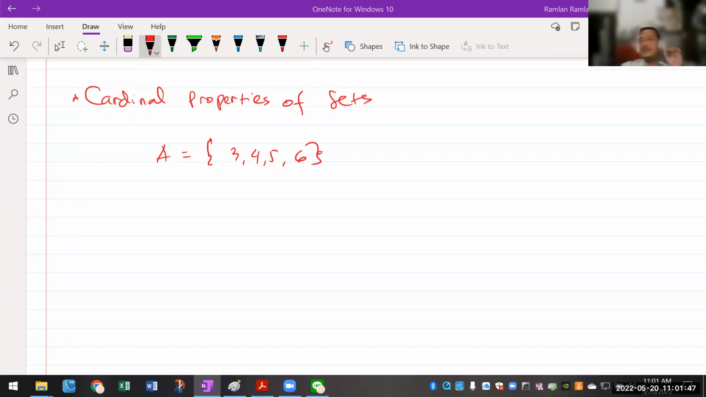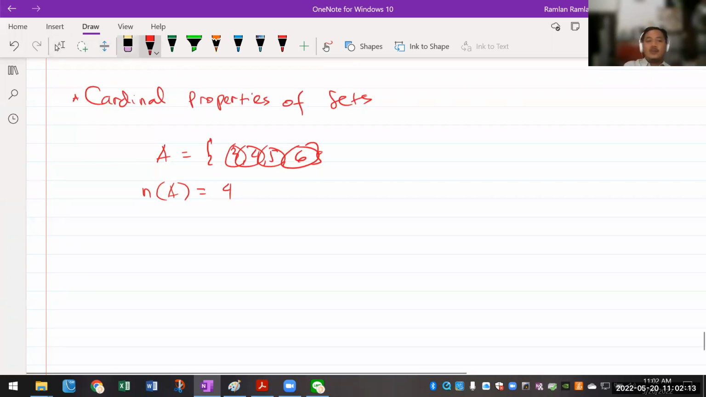How to write down the cardinal number: the notation will be n, and then you write down the name of the set inside the bracket. That will be equals to 4. Why is it 4? Because we only have 4 distinct elements inside set A. As easy as that. You only need to count how many distinct elements in a set. Then you will have the cardinal number of that set.